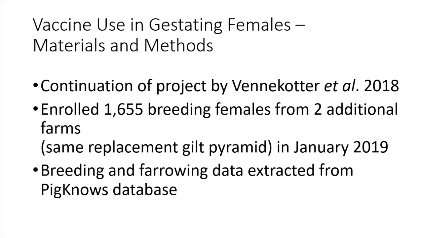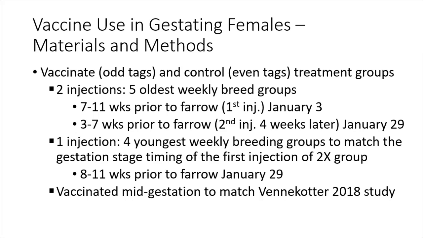Going back, following up on the additional study from Abby, again, it was continuation of her original project. She came back and enrolled 1,655 breeding females from 2 additional farms in the same replacement gilt pyramid. And I will mention the multiplier case that I mentioned earlier is the multiplier that sources the pyramid that all of this we've been evaluating in. So all of these herds I've mentioned are within that multiplier pyramid that had the neonatal neurologic disease. So breeding and farrowing records were extracted on those in that study.